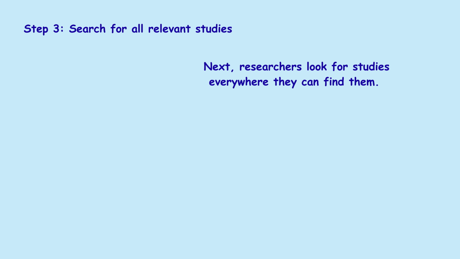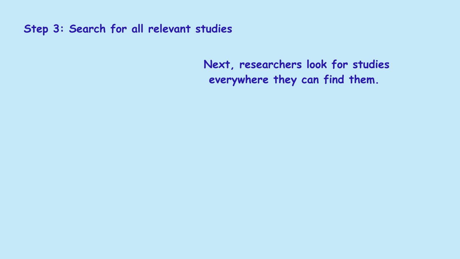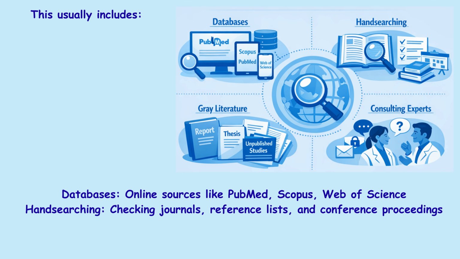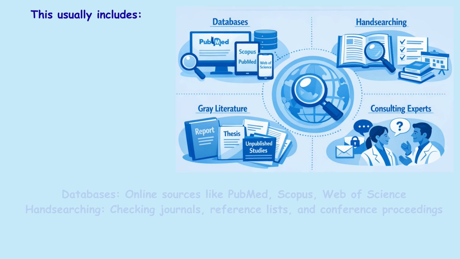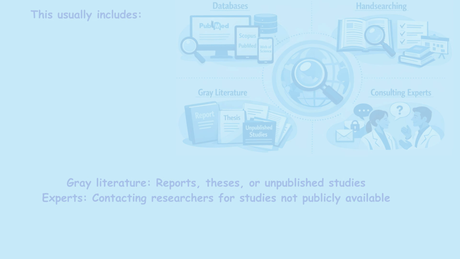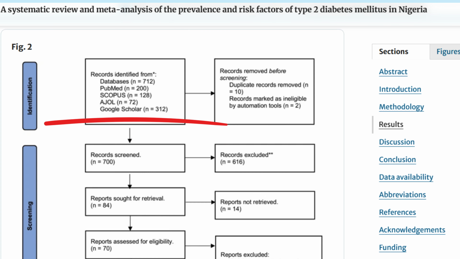Step 3. Search for all relevant studies. Next, researchers look for studies everywhere they can find them. This usually includes databases, online sources like PubMed, Scopus, Web of Science; hand searching, checking journals, reference lists, and conference proceedings; gray literature, reports, theses, or unpublished studies; experts, contacting researchers for studies not publicly available. For example, the Nigeria review searched databases, reference lists, and trial registries.